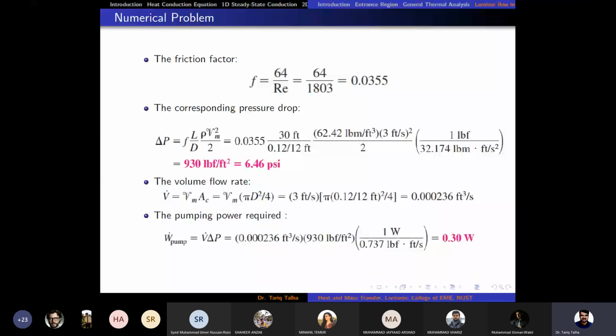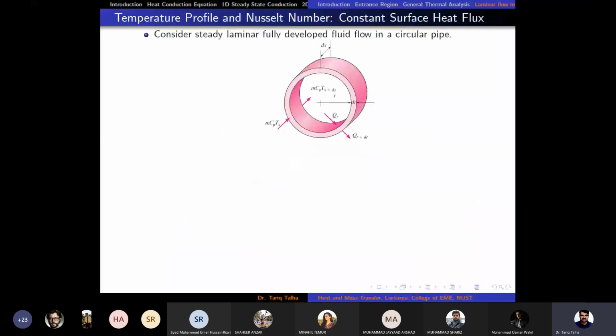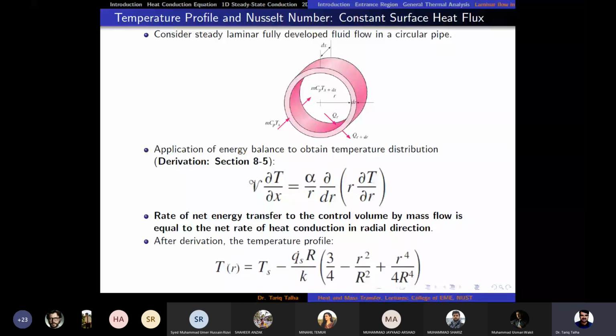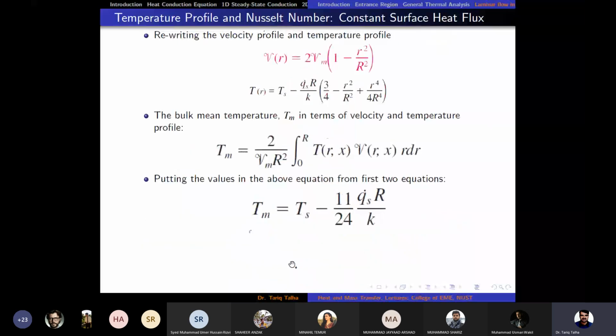Now, in the next class, we will discuss how we can derive the Nusselt number correlation for constant surface heat flux. We wouldn't do all the derivation, but we would see the key steps there, and how that can be done.